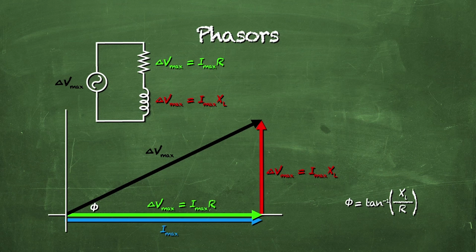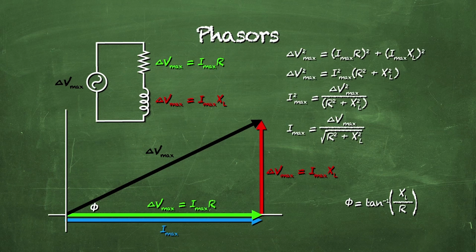And the angle between delta V max and the current is phi, as you see here. So now we can use our trigonometry to solve for the relationships between delta V max and I max. Pythagoras' theorem tells us that the hypotenuse squared, or delta V max squared, is equal to the sum of the square of the sides, or I max times R quantity squared, plus I max times the inductive reactance squared. In both of those terms we have an I squared.